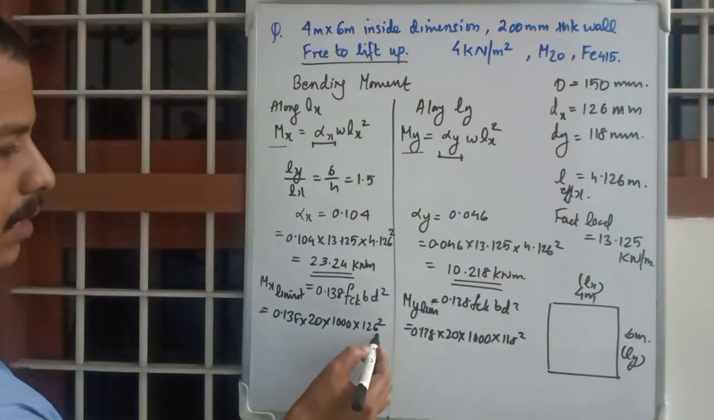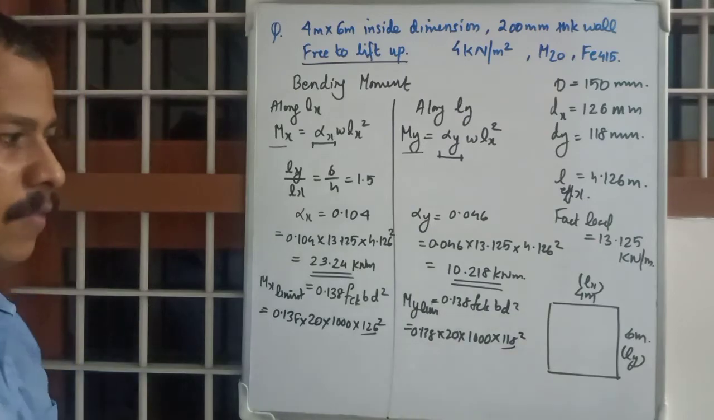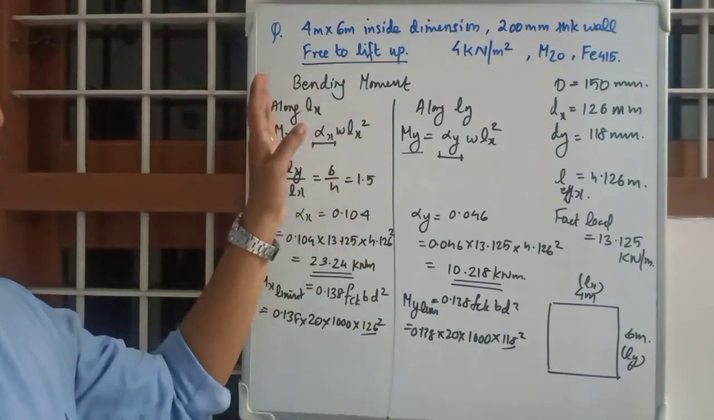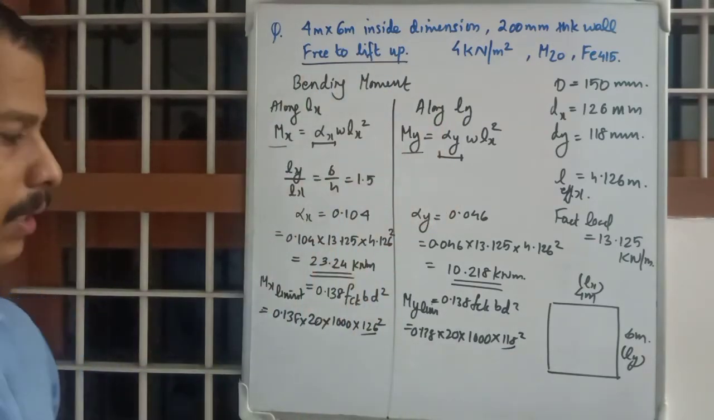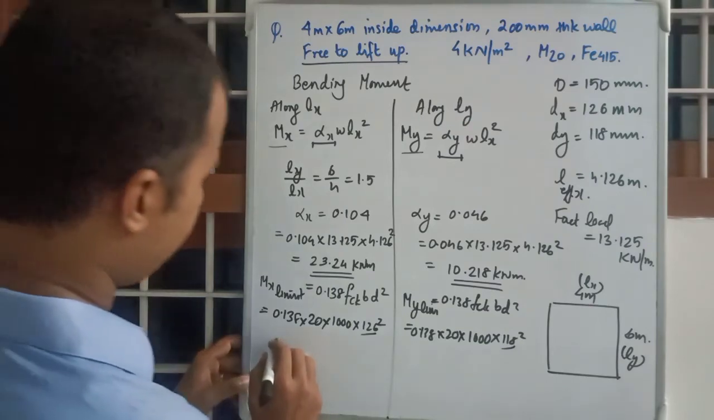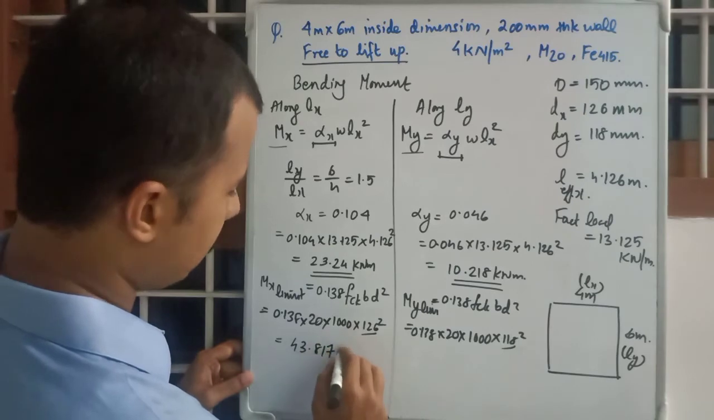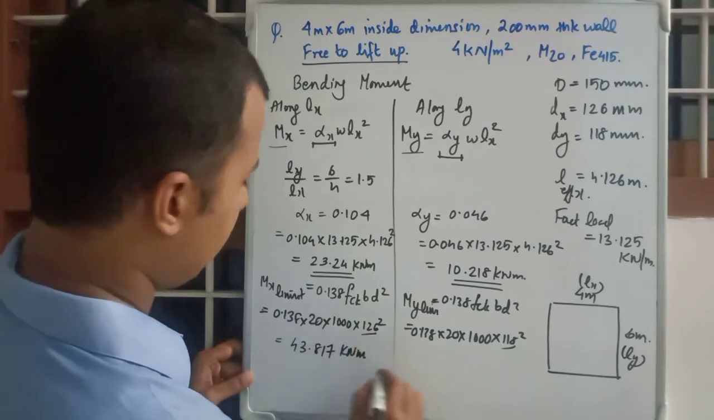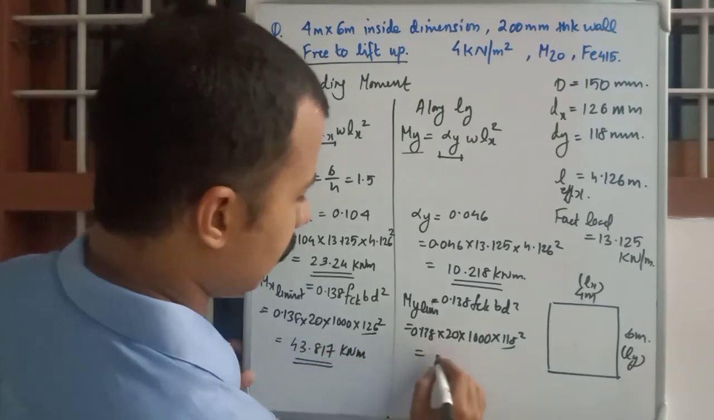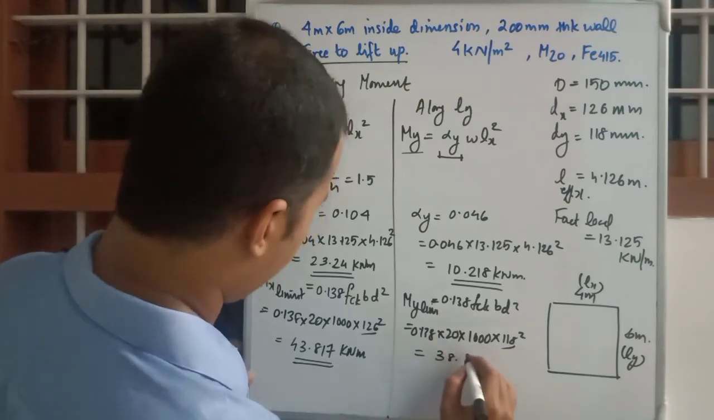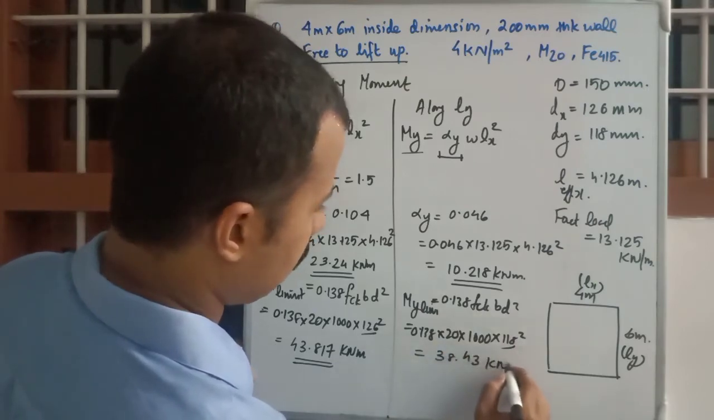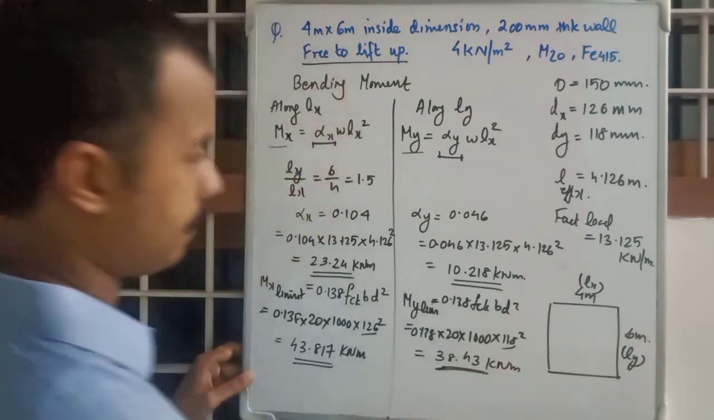Okay, the only change is this factor D. We have separate D values for both directions. Okay, so the answers are 43.817 kilonewton meter and 38.43 kilonewton meter.